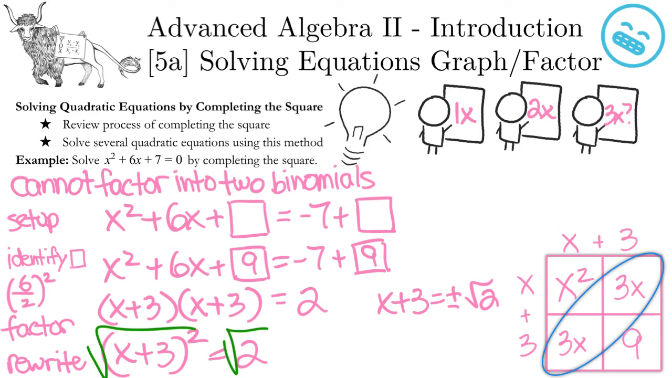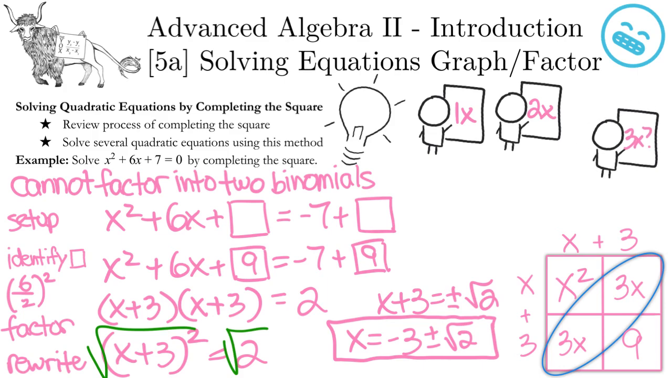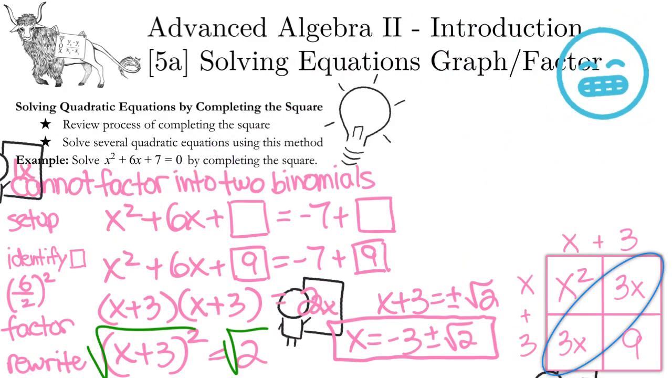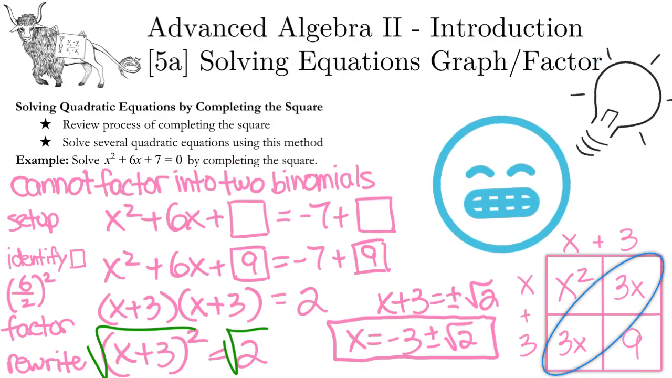Then we can solve by subtracting 3 on both sides. X is equal to -3 plus or minus square root of 2. That means there are 2 solutions, whatever -3 plus root 2 is and whatever -3 minus root 2 is. And those happen to be the x-intercepts that would show up on the graph as well.